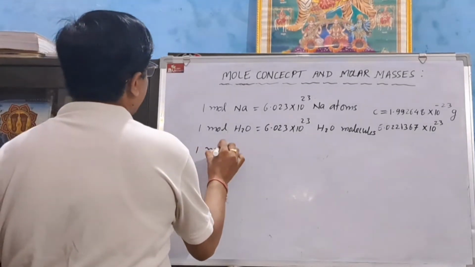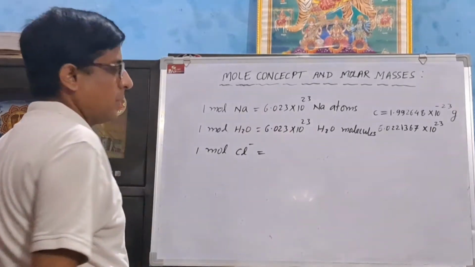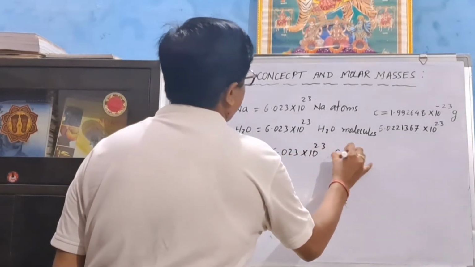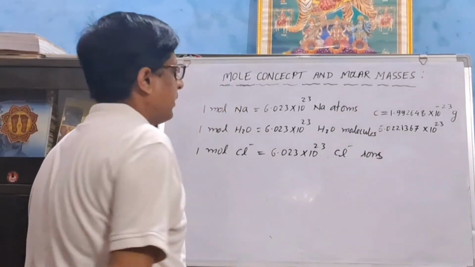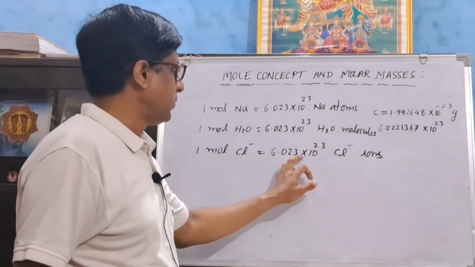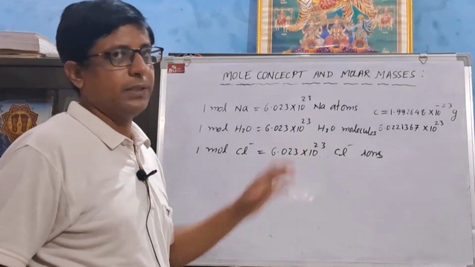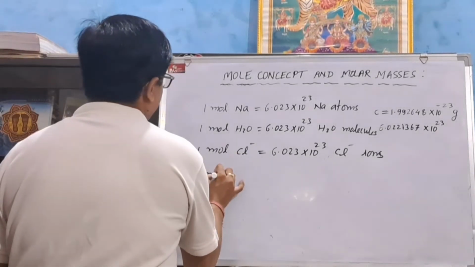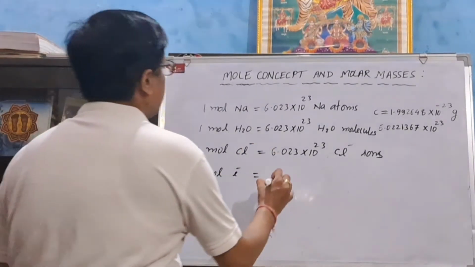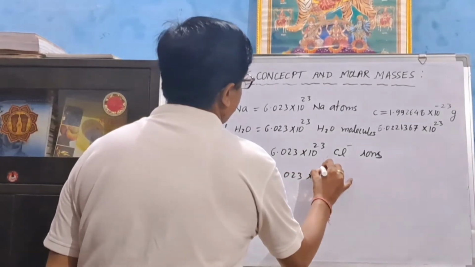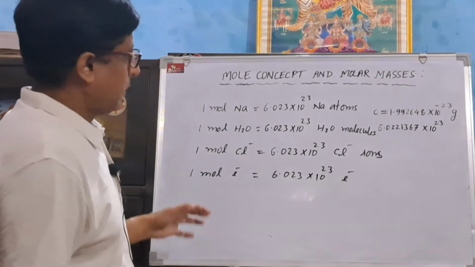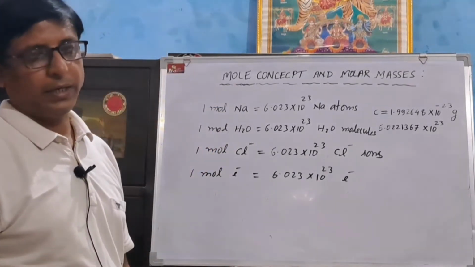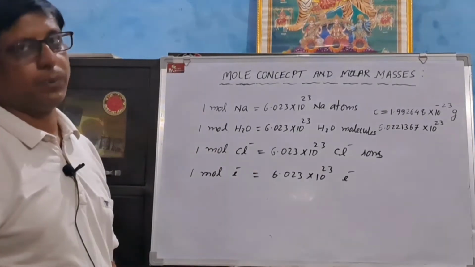Now, if we take 1 mole of chloride ions, 1 mole of chloride ions contains 6.023 × 10^23 chloride ions. This number is a very large number which represents the number of entities. Similarly, 1 mole of electrons represents 6.023 × 10^23 electrons. There are many numerical problems based on mole concept in which you can determine the number of moles or number of atoms, molecules or ions given in the numerical problems.